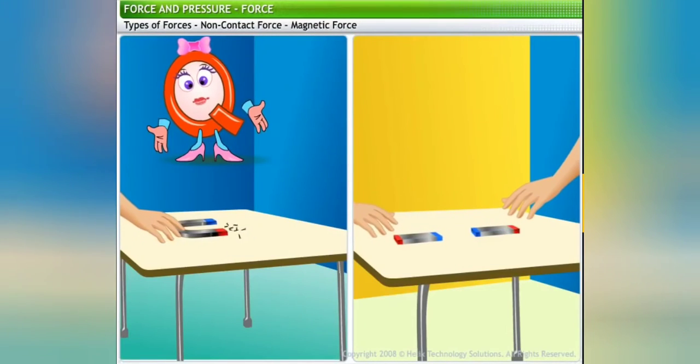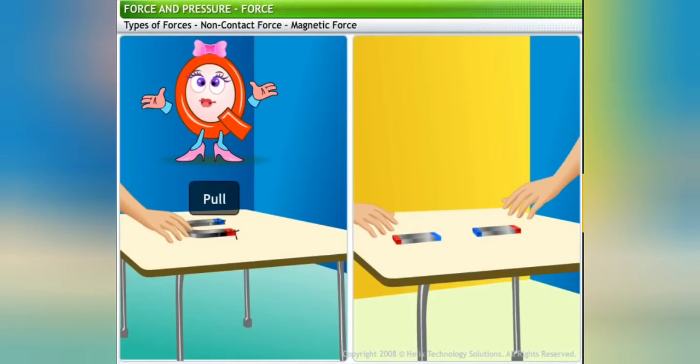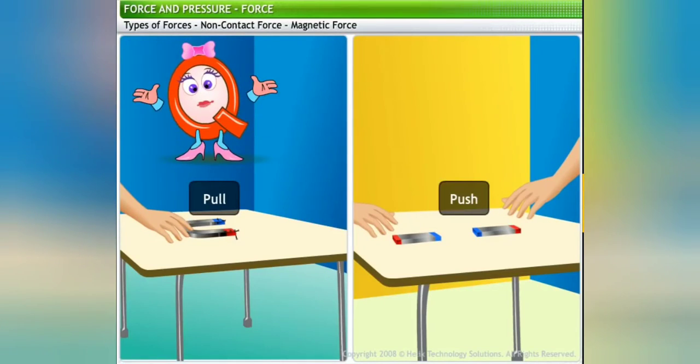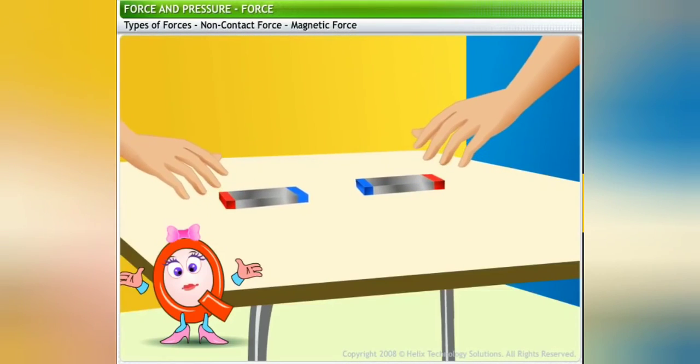So, can you see how magnets exert pull as well as push force on each other? You're right. The magnet pulls nails to it, but it pushes away the like pole of another magnet, and all without actual contact with the nails or the other magnet. Very good.